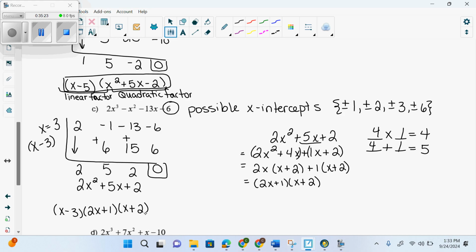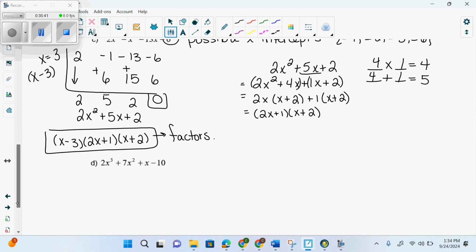Had I used negative 2, my two factors that would have come out of the quadratic were x minus 3 and 2x plus 1. You still get the same answer. So these are the factors. Okay, we're going to flip over to E. We'll come back to D after. What does E have?